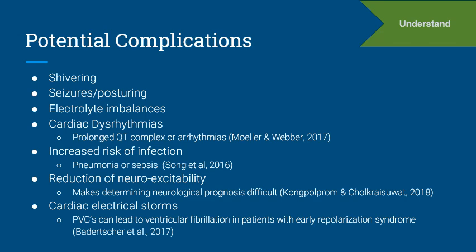There can be an increased risk of infection, such as pneumonia or sepsis, and reductions in a patient's neuroexcitability can make determining neurological prognosis difficult. Therefore, we want to be able to recognize early signs of health decline, such as PVCs on telemetry, or nonverbal cues of pain. That way the nurse is able to intervene before more serious complications develop. Frequent neurological assessment is recommended, because if the patient has a lack of the pupillary light reflex after therapeutic hypothermia, that is an excellent predictor of a poor neurological prognosis.